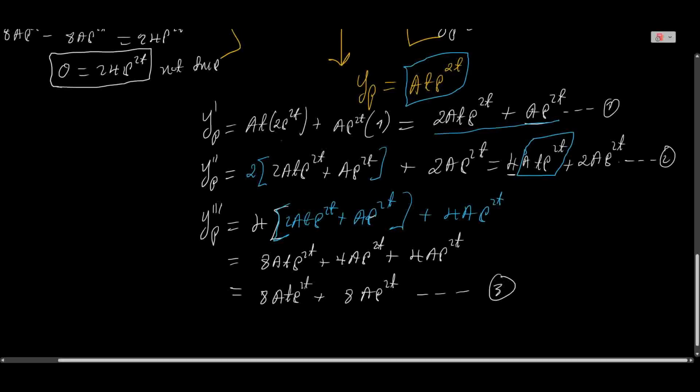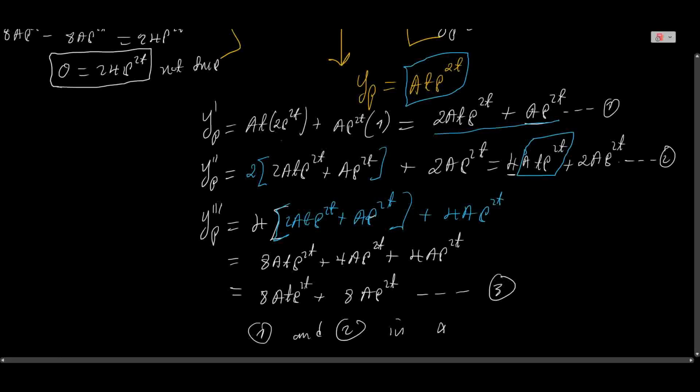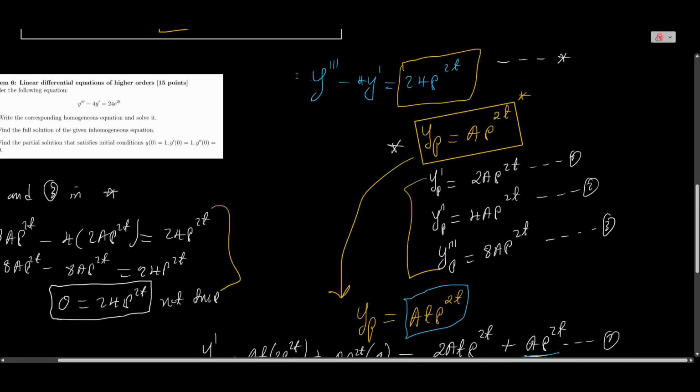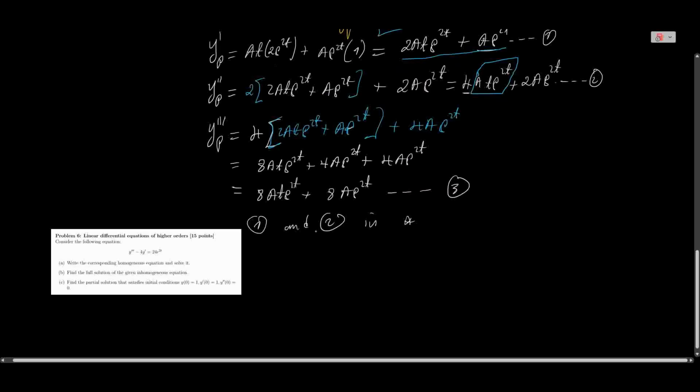Again, we are going to take equation 1, equation 2 and equation 3 and put them in equation star, and remember our equation star is our inhomogeneous equation. So our inhomogeneous equation is 8at e raised to the power 2t, this is equation 3. What I'm doing is simply substituting it here.